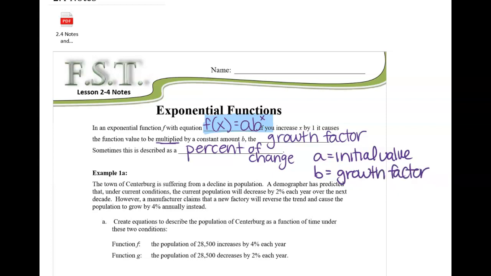So in contrast to exponential functions, linear functions are in the form y equals mx plus b, where b is added. Whereas the b in this equation, b is what it's multiplied by each time.